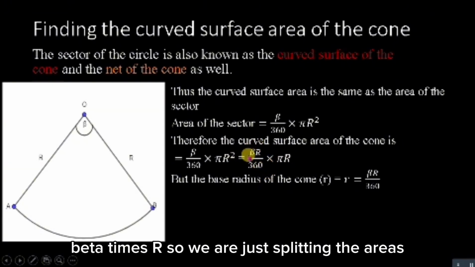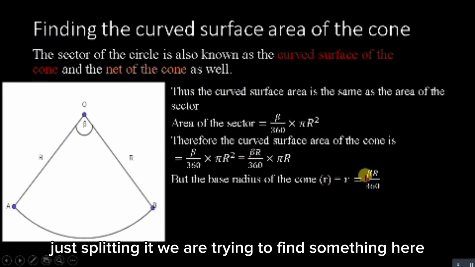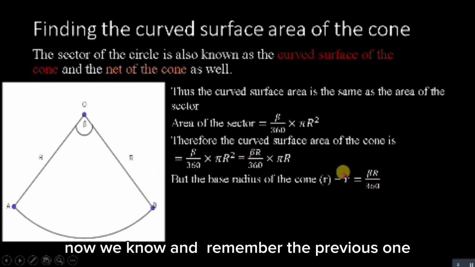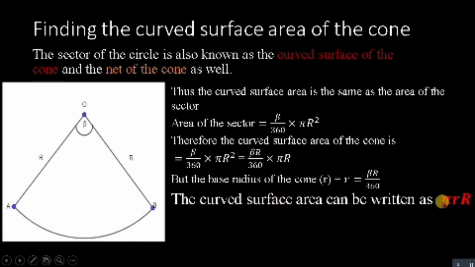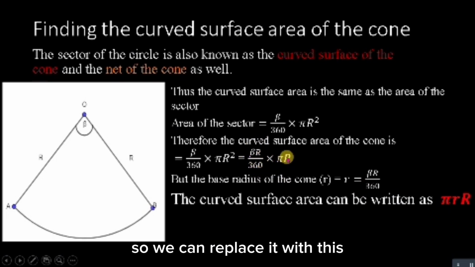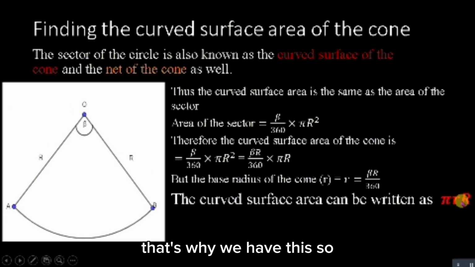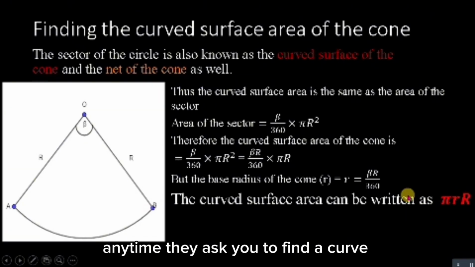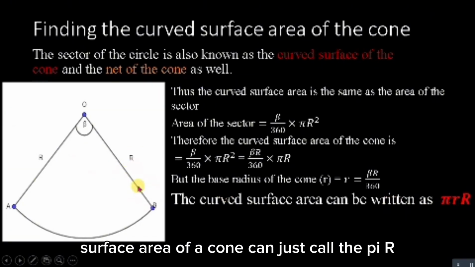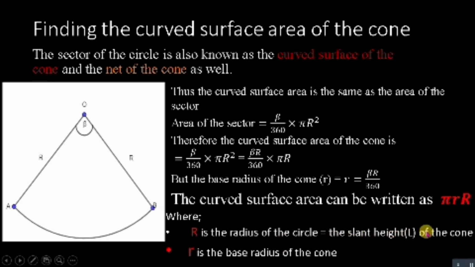Now remember the previous one, we have dealt with this already. The base radius is equal to beta R over 360 degrees, right? So we can replace it with this, then we can have R. We have replaced this one with the small r. Now we have pi R, then a small r. That's why we have this. So anytime they ask you to find the curved surface area of a cone, you can just code this, pi r times the big R, or pi r L, because when you fold it, the big R here becomes the slanted height, which is just what I've quoted here. So R is the radius of the circle, the slant height of the cone.